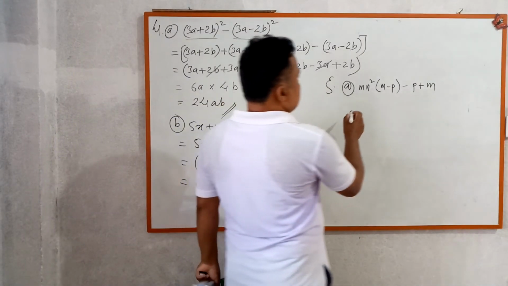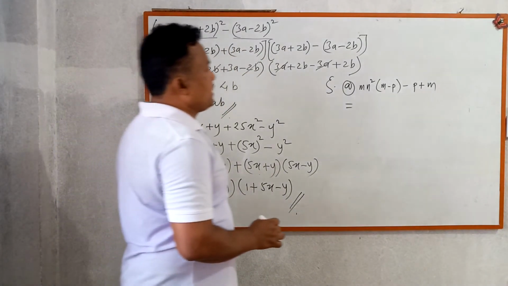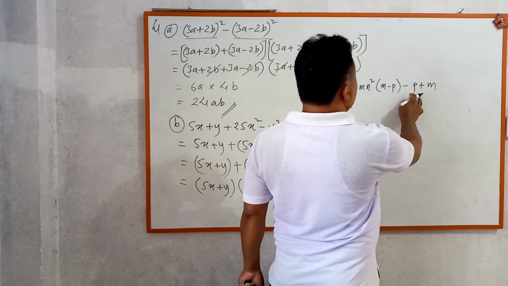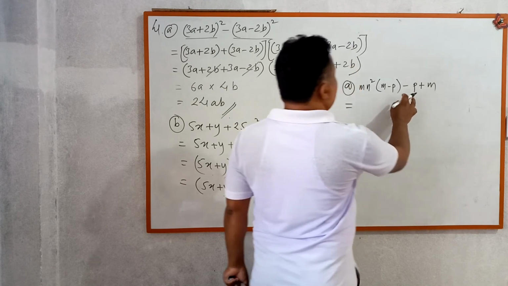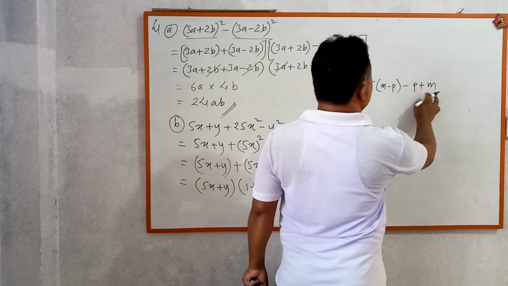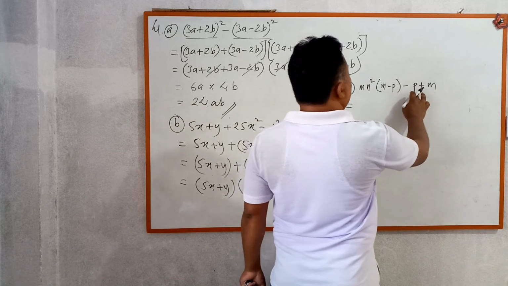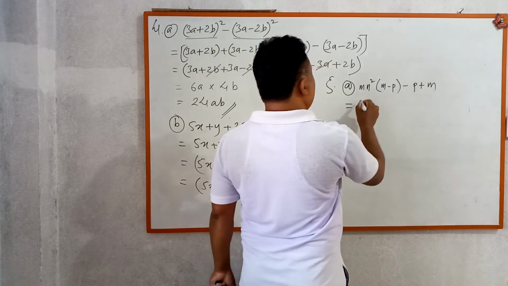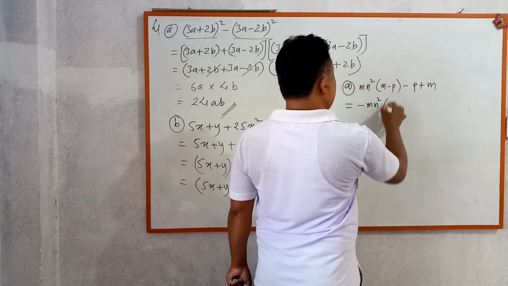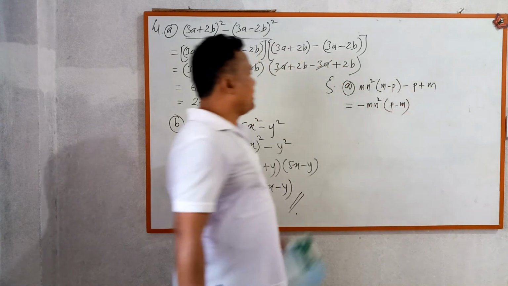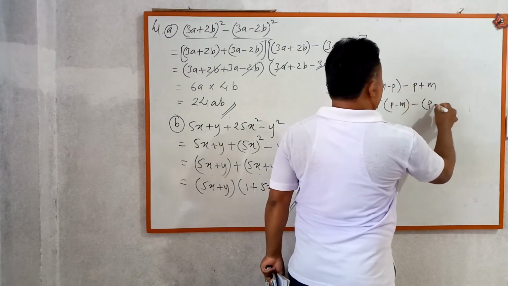Now look at it. What can you do here? First of all, open the bracket. You can make it p minus m. Take minus common here from m n square and make it p minus m. If you take minus common, it will be p minus m. And take minus common here, and it will be p minus m.